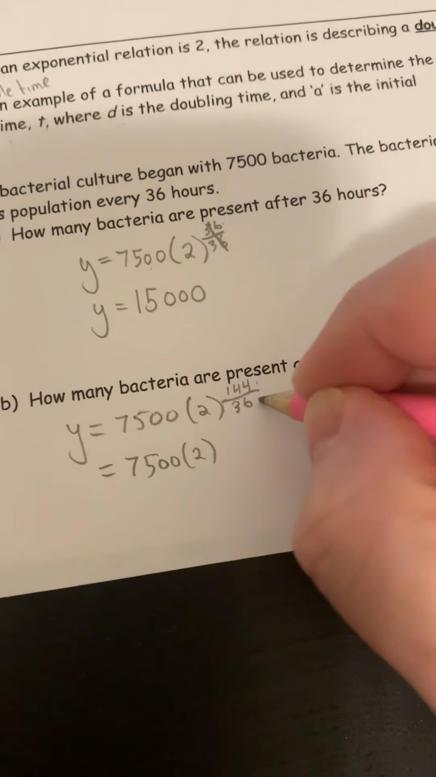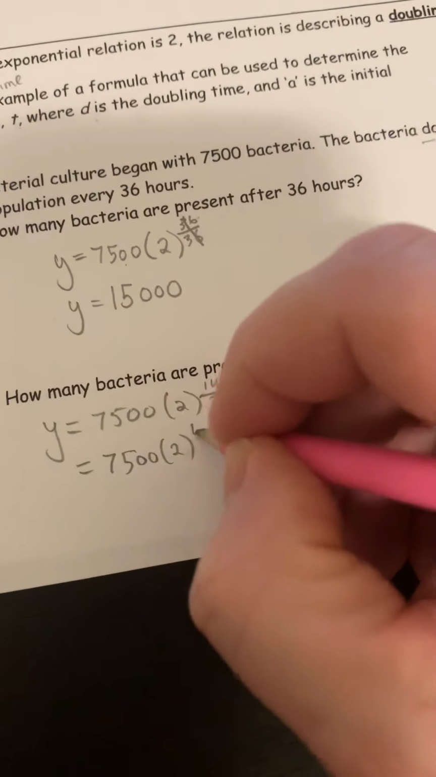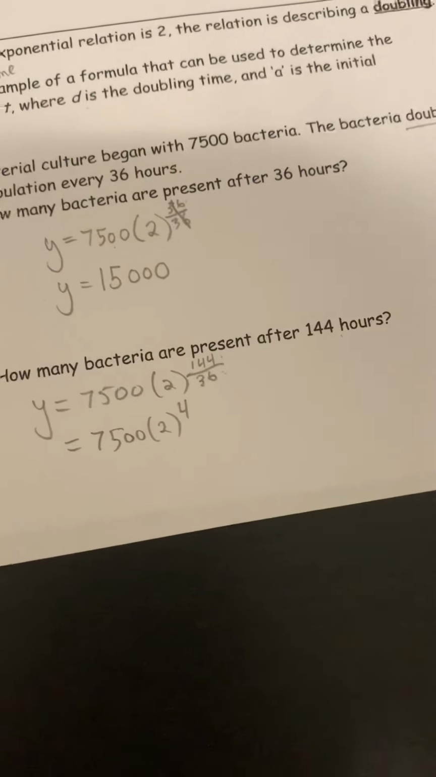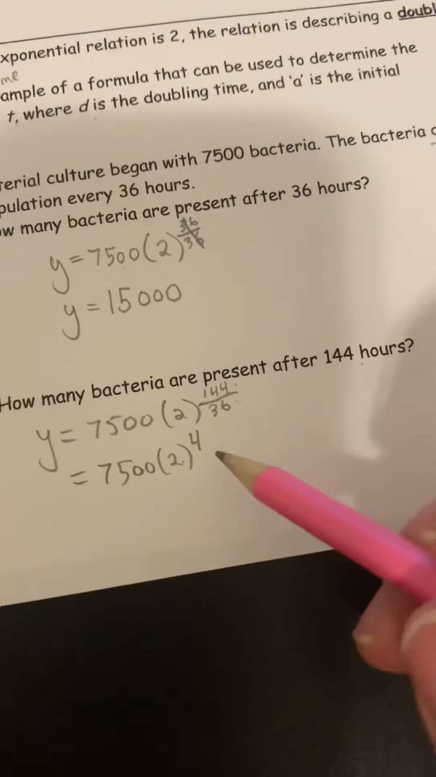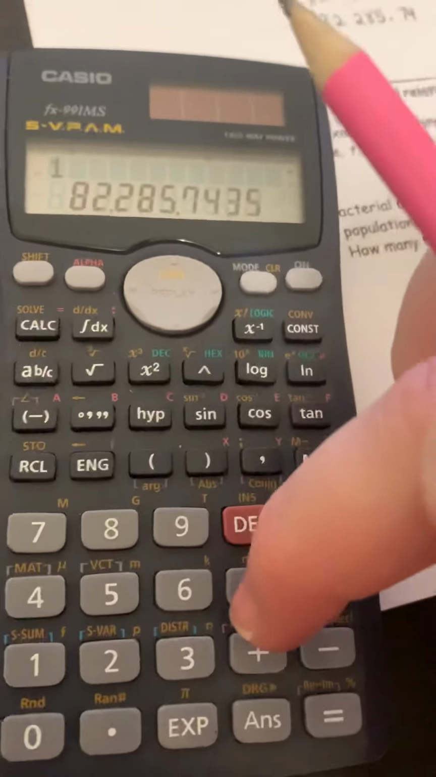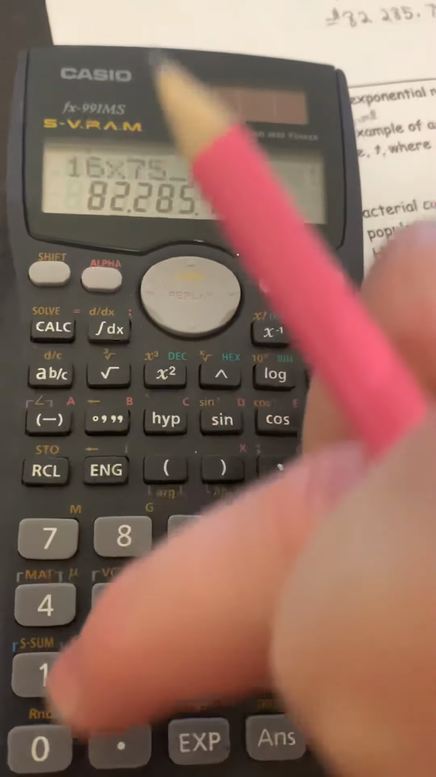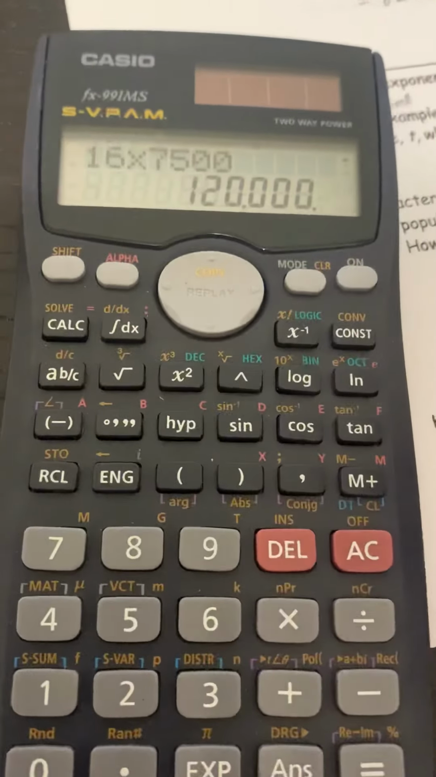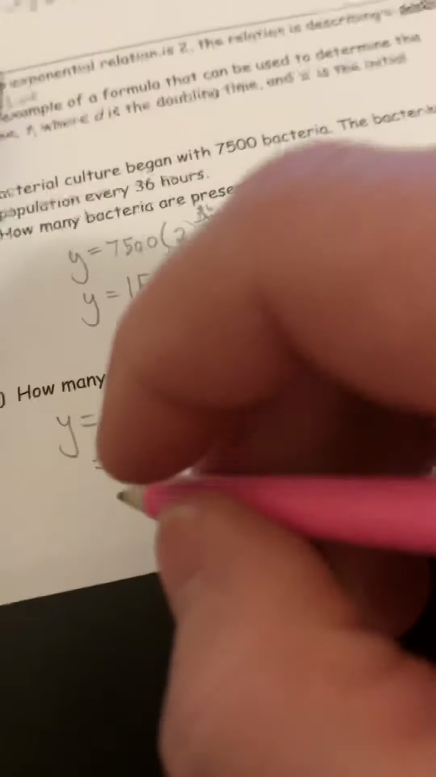Now we divide these, and we get 4. So 2 to the power of 4 is 16, and then 16 times 7,500, and we get the answer of 120,000.